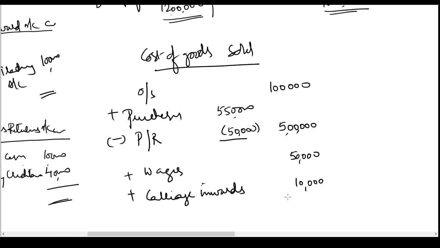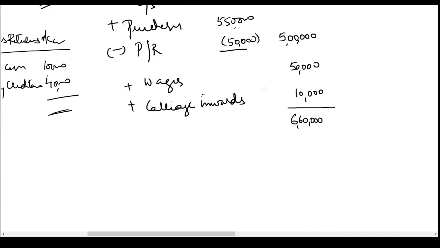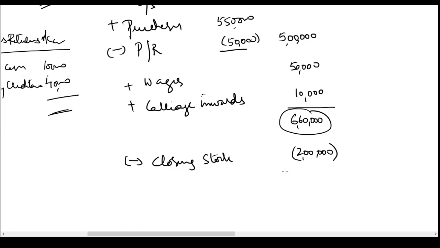Now, what is the total of these amounts? 6 plus 50, 6 lakh plus 60, 6 lakh 60,000 is the total. Out of this, goods worth 2 lakh were unsold during the year. So to arrive at the cost of goods sold, I have to subtract the value of closing stock. Closing stock, the value of the goods which remained unsold, was 2 lakh rupees. I'll get cost of goods sold. 660 minus 2 lakh is 4 lakh 60,000.